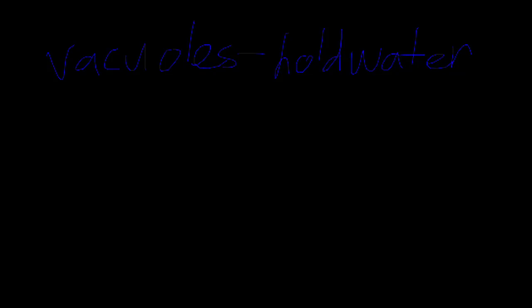Now, a little bit about vesicles and vacuoles. Vacuoles are going to be mainly found in plants and sometimes in fungi, and vacuoles will contain and hold water, and that's what gives plants their turgidity. And vesicles and vacuoles are mainly for transporting material.